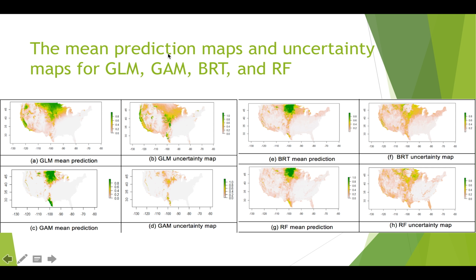Now let's look at the mean prediction maps and uncertainty maps. Comparing with the other results, the GLM is overestimated in this area and also somewhere in Montana here. From the uncertainty maps, we can find there's a high uncertainty in this region.